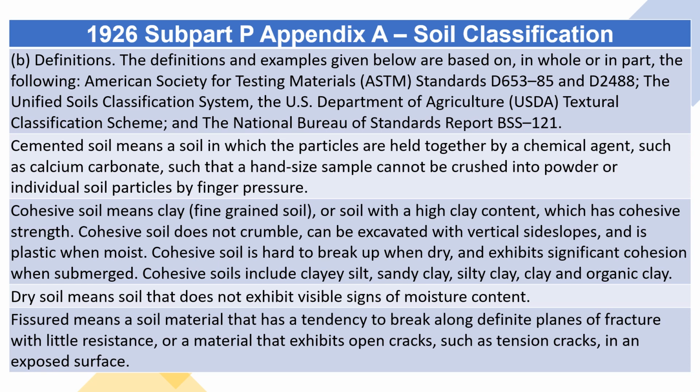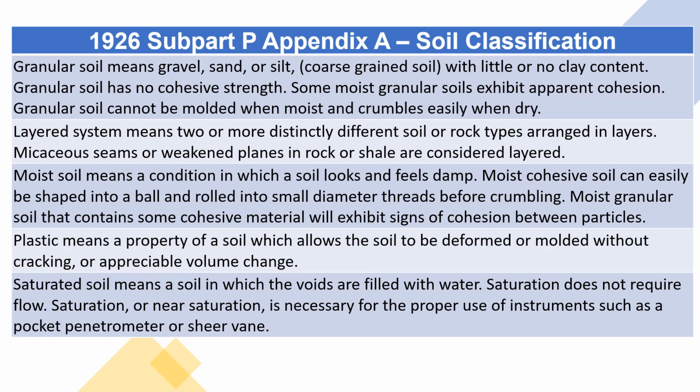Dry soil means soil that does not exhibit visible signs of moisture content. Fissured means a soil material that has a tendency to break along definite planes of fracture with little resistance, or a material that exhibits open cracks, such as tension cracks, in an exposed surface. Granular soil means gravel, sand, or silt, coarse-grained soil, with little or no clay content. Granular soil has no cohesive strength. Some moist granular soils exhibit apparent cohesion. Granular soil cannot be molded when moist and crumbles easily when dry.